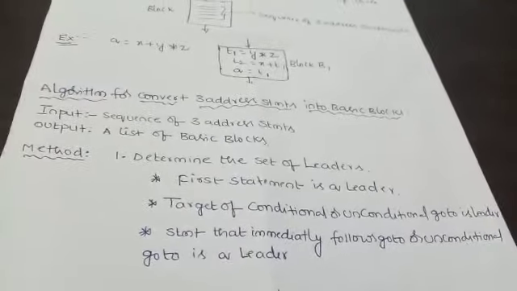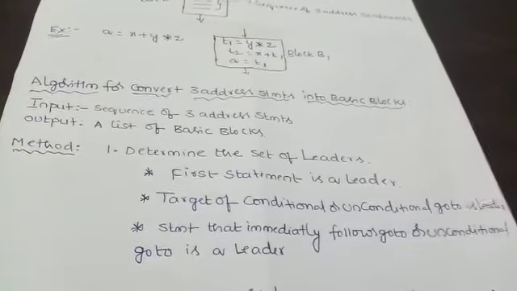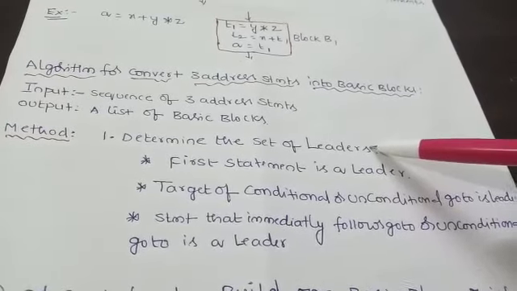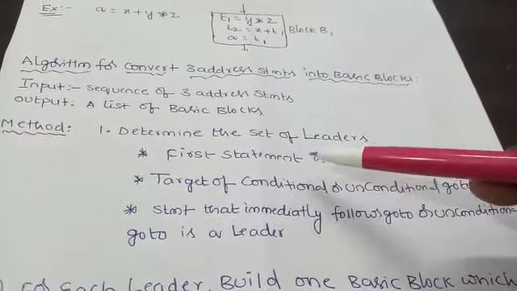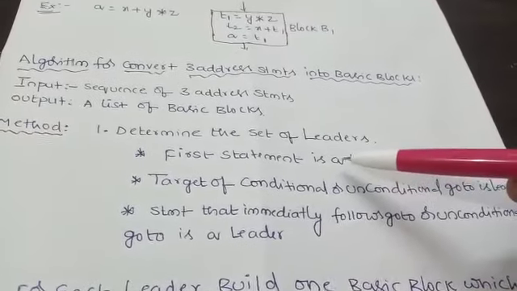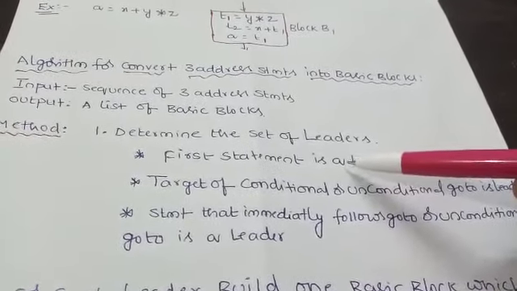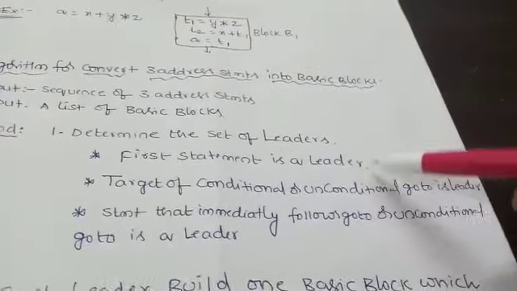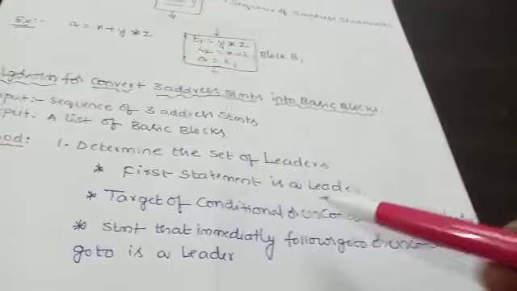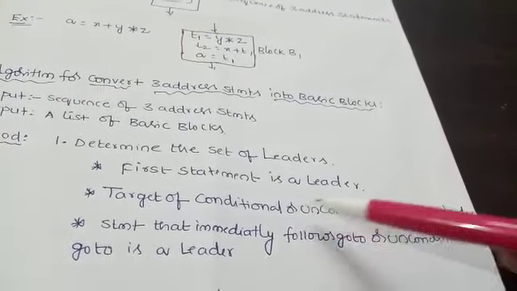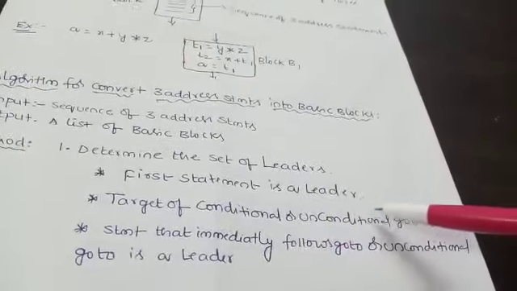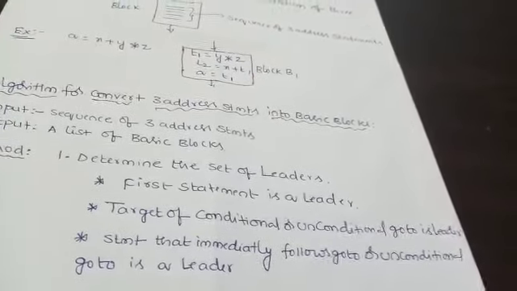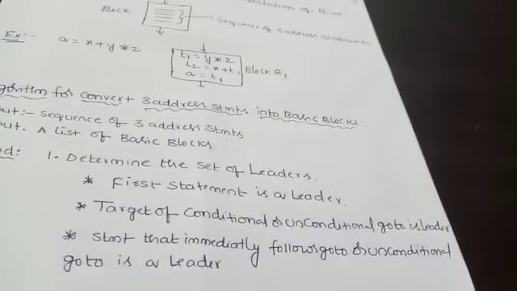First one is determining the set of leaders. For finding the leaders, we have three rules. See, the first one is that the first statement is a leader. That means in the sequence of statements, the first statement itself is a leader. The next one is that any statement that is the target of a conditional or unconditional go to is a leader. For example, go to 5 means that the fifth statement is a leader, like that.